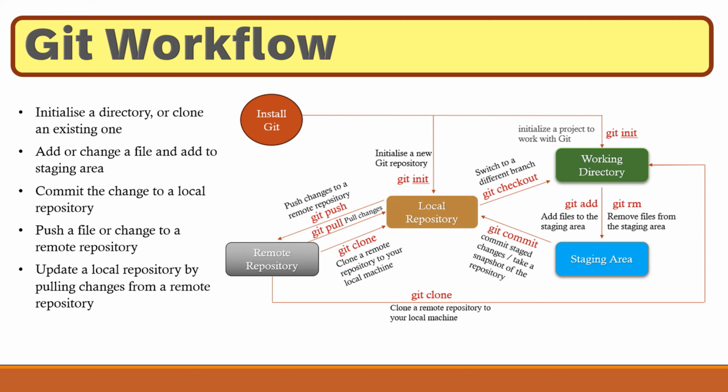So these are the basic building blocks of Git, and a typical workflow will look something like this. You initialize a directory for Git, or you clone an existing one. You then add or change a file and add it to the staging area. You then commit the change to the local repository, and then you push a file or change to a remote repository. And then on a regular basis, you are updating the local repository by pushing or pulling changes to the remote repository. So that's the typical workflow.